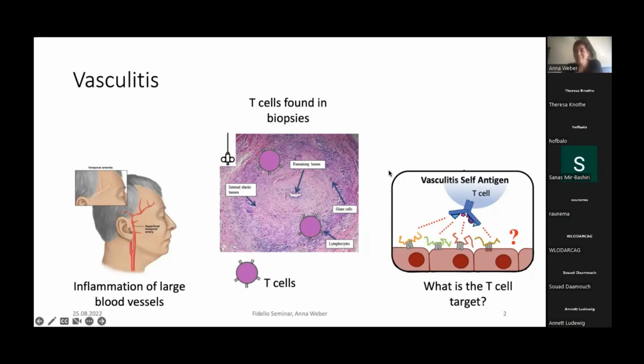That's just a theory at this moment, whether there is such a self-antigen. But the ultimate goal would be to find out if there is, and what component of this blood vessel wall it is that triggers this immune response.